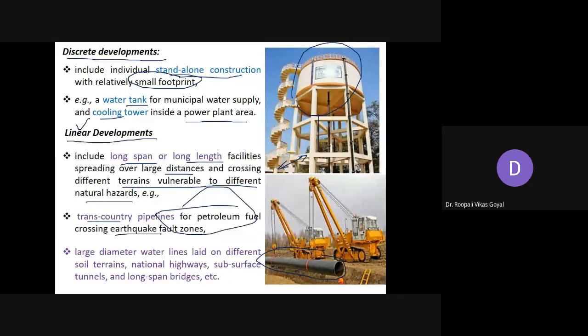Okay, so it will aggravate the situation of disaster and it will become very difficult to handle such kinds of disasters. So large diameter water lines which are laid on different soil terrains, national highways, subsurface tunnels and long span bridges, these are all passing and crossing so much area, in one line, you can say. So different areas, different soil terrain, different fault zones as far as the earthquake is concerned, they are passing through that. So they should be properly secured against the disaster, otherwise they may result in secondary disaster.